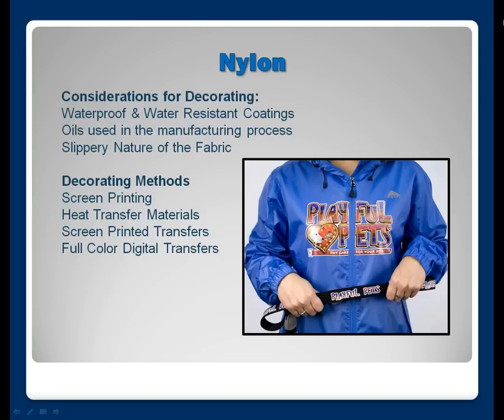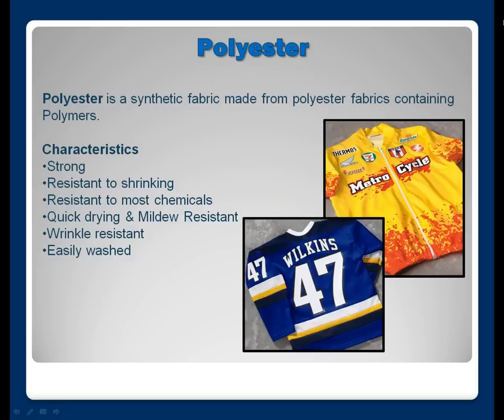The next type of fabric we're going to talk about, and this will be repeated a little bit later as well because it comes into play with some of the other apparel we're going to be talking about, is polyester. Again, this is another synthetic material. The nature of polyester is that it's strong, it's resistant for the most part to shrinking, it's resistant to most chemicals, and it's quick drying. For that reason it's actually the base fabric of many of the moisture wicking materials out there in the industry, or performance wear as it's widely known. It's also mildew resistant and wrinkle resistant, and it can easily be washed.